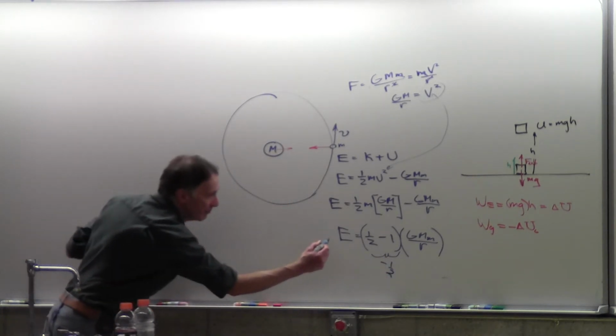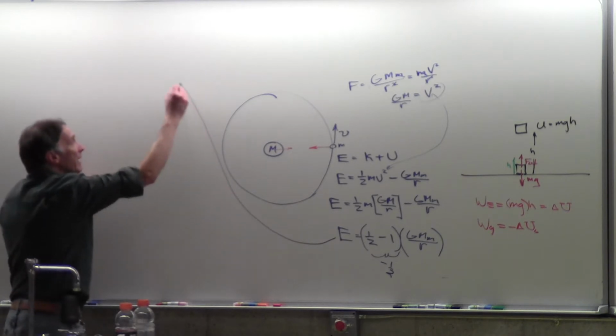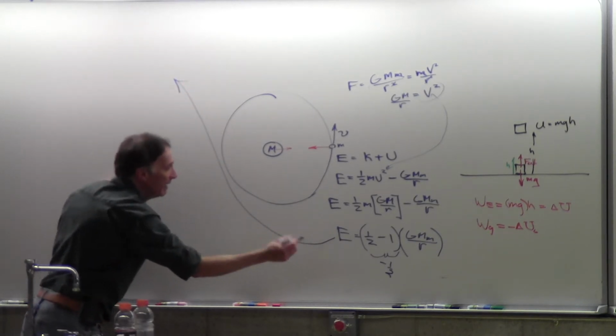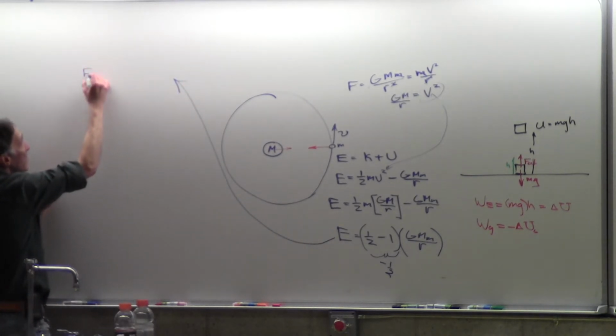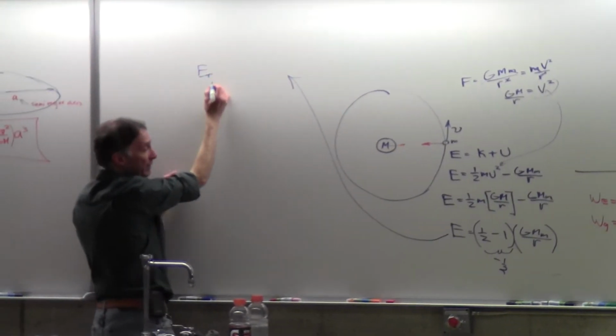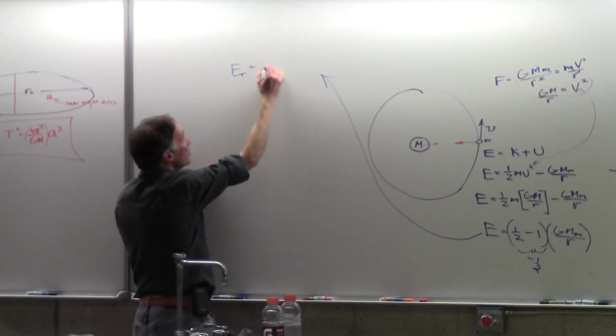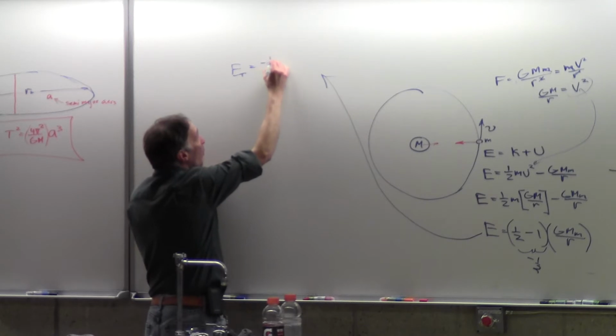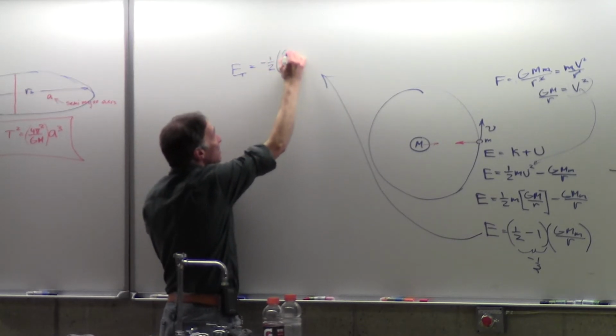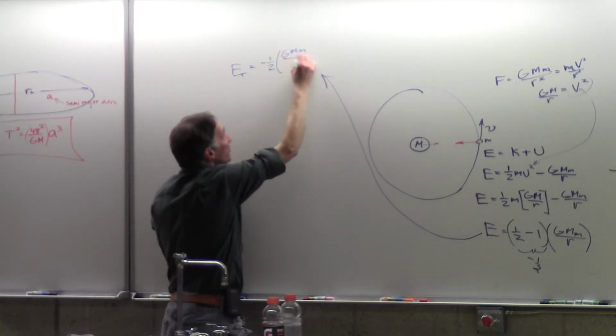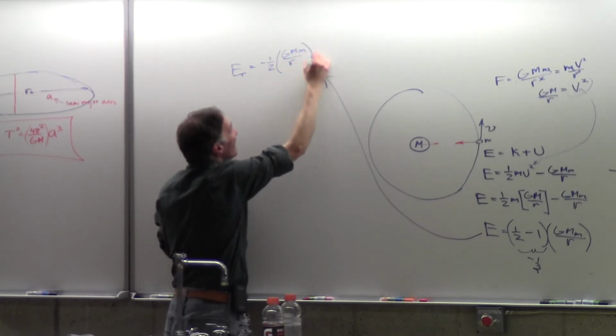I didn't leave myself much room here, but let me bring it up here because this is going to be key. The energy, and this is the total energy for an orbit, is going to be -1/2 of big G m all over r.